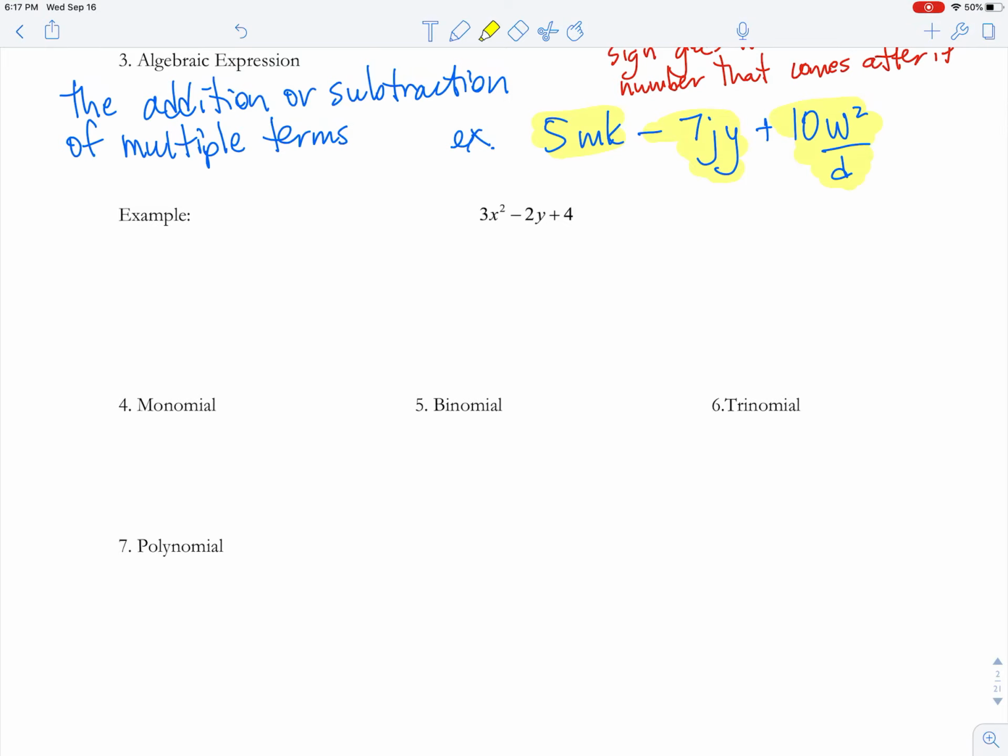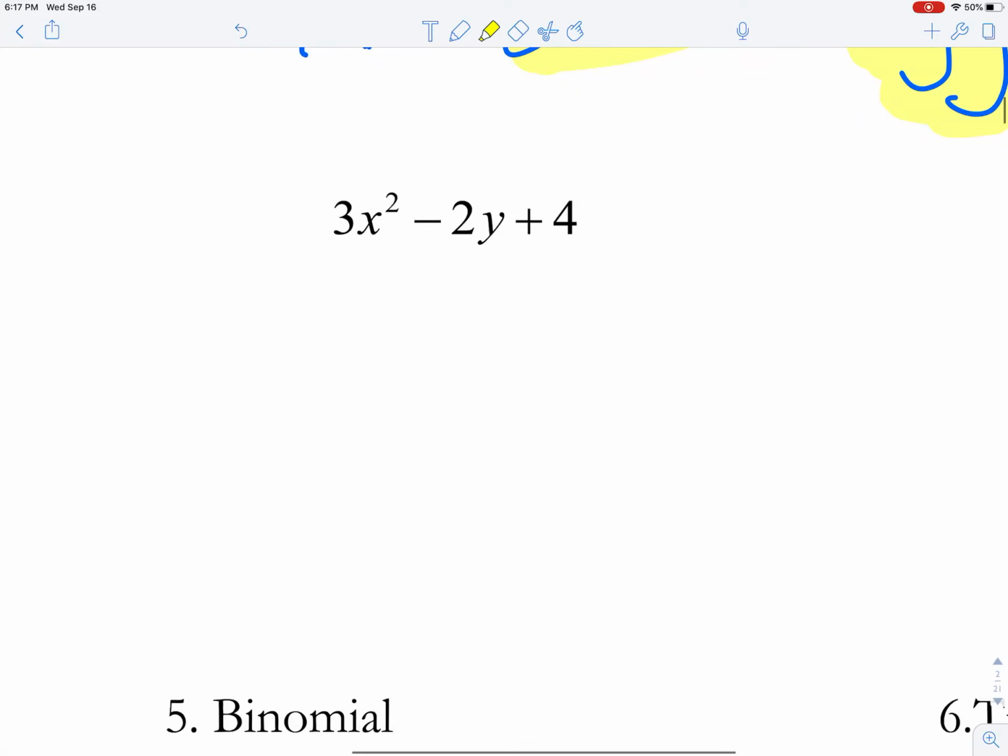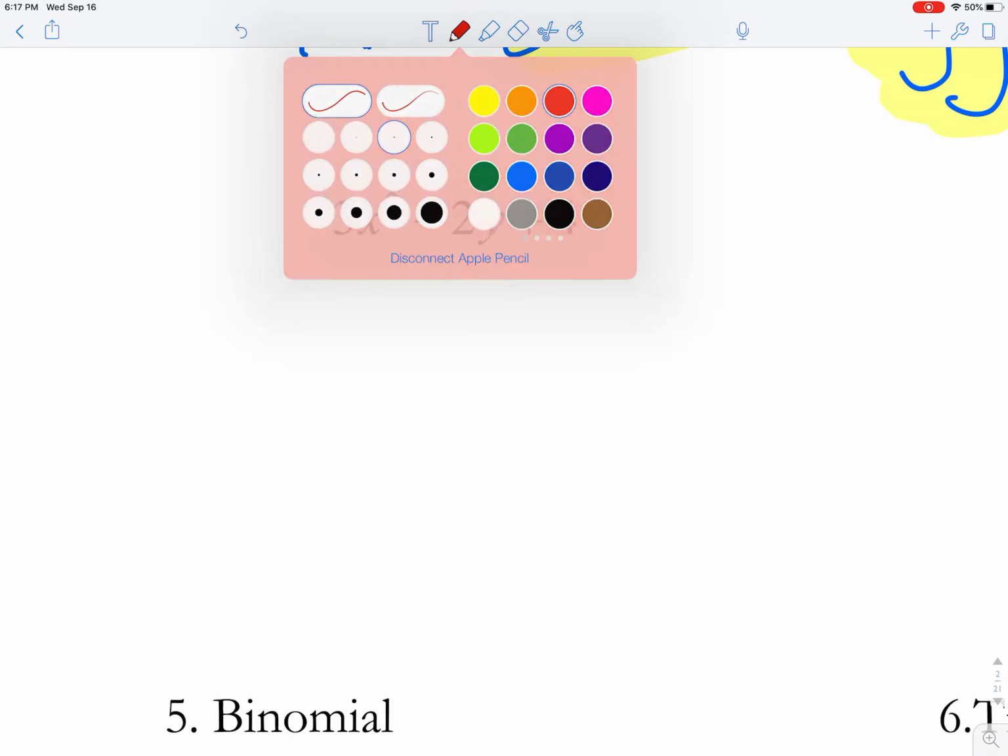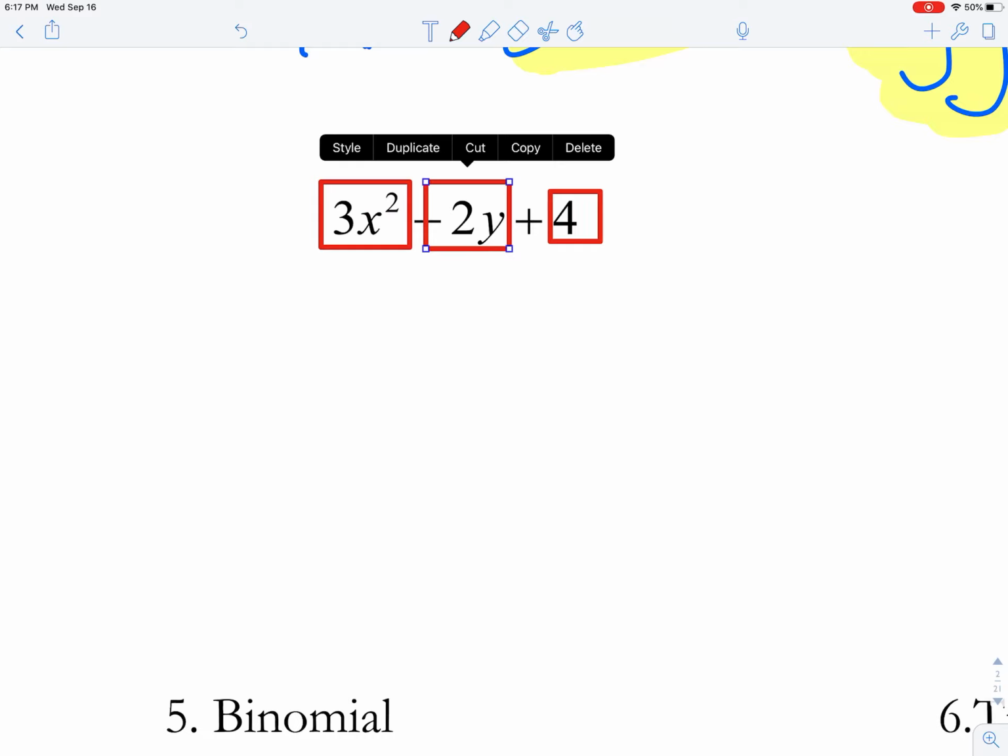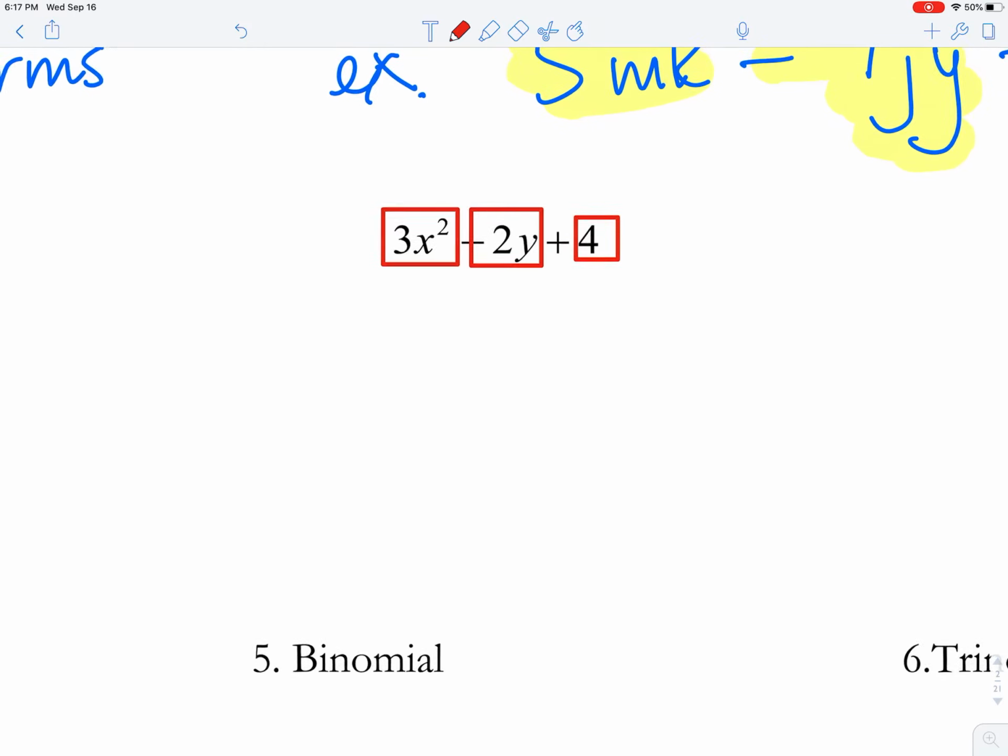So this example here, 3x squared minus 2y plus 4, I'm going to zoom in a little bit. First thing I'm going to do is put a red box around the terms. So that's one term there. And then 4 is a constant, but it's going to be a term. I want to make sure that we include that minus sign as well. So this one would have 3 terms.